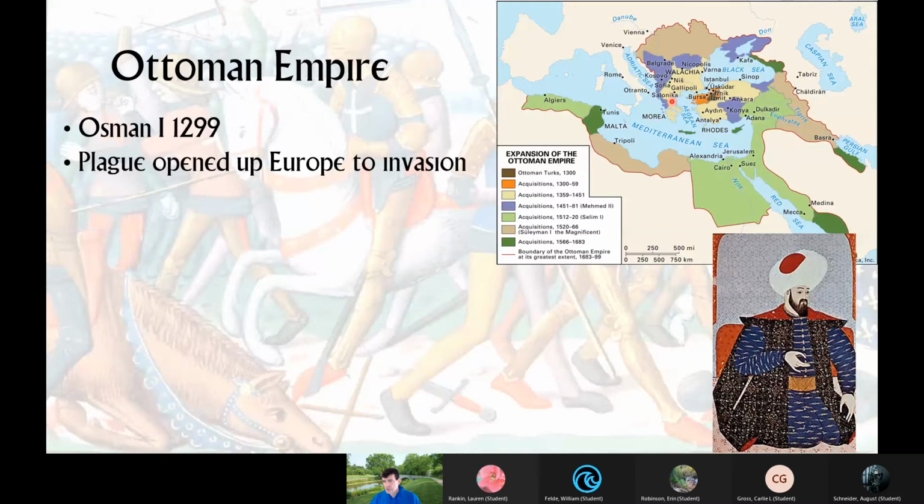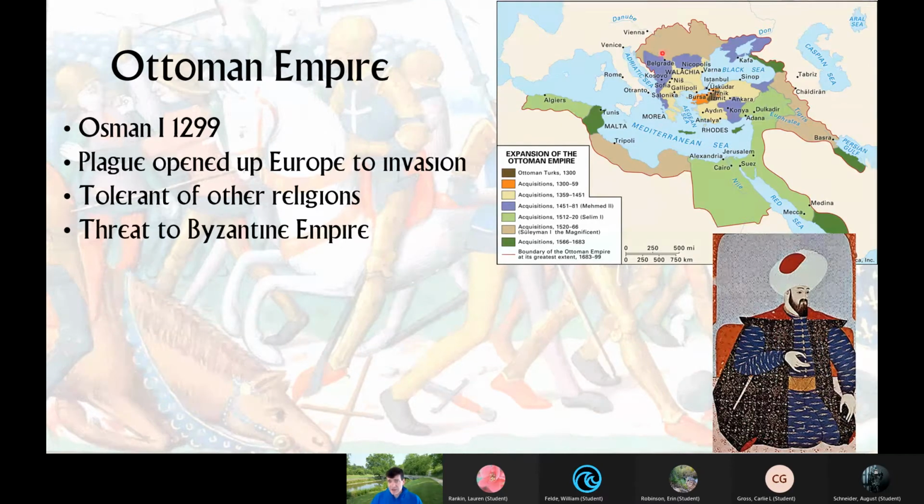Now, these are Christian monarchies, threatening the Holy Roman Empire up here. And they were relatively tolerant of other religions, much like the Arab invaders after their first initial charge. They would allow for Christians or Jews to practice their faith as long as they paid high taxes. They were significantly more tolerant than the Christians were. But they're a major threat to the Byzantine Empire. Major threat. I mean, they're kind of surrounding them now.